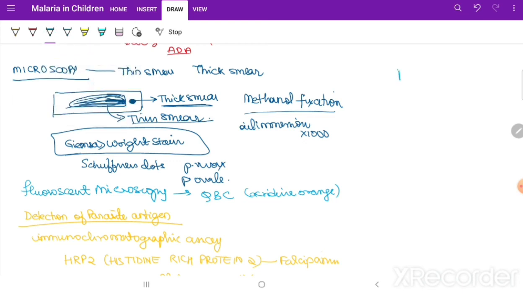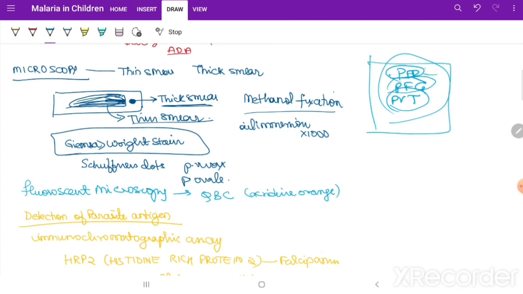The reporting is done generally as PFR, PVT, PFG. PFR is nothing but Plasmodium falciparum ring form, PFG Plasmodium falciparum gametocyte, PVT Plasmodium vivax trophozoite. In many labs they report sometimes like this, and the smears are reported to be positive for this, or else it's negative.